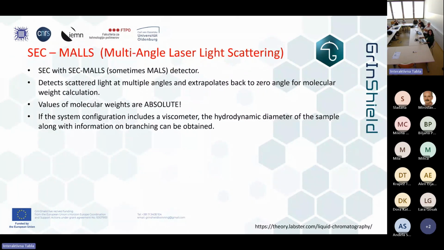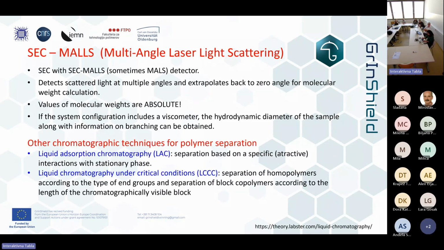Then we can have another detector, SEC-MALS. Some write it with two Ls, some with one L. It's also SEC with a MALS detector, a multi-angle light scattering detector. And this detector gives us absolute values of molecular weights. This is very good because now we do not rely on standards. Also, we can use detectors for viscosity.